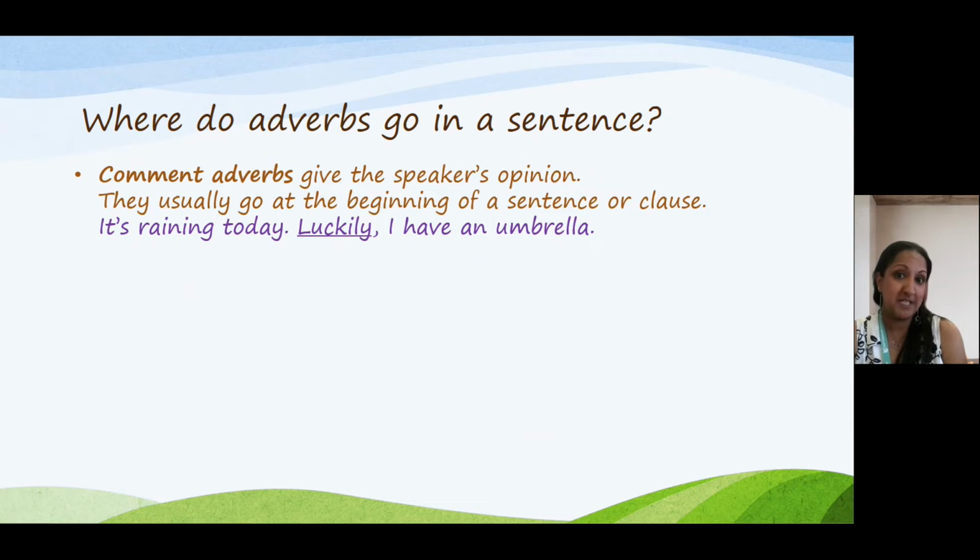We also have comment adverbs, which give the speaker's opinion. Usually they go at the beginning of a sentence or clause, part of a sentence. For example, it's raining today. Luckily, I have an umbrella. The luckily is the comment, and it goes at the beginning of that sentence.